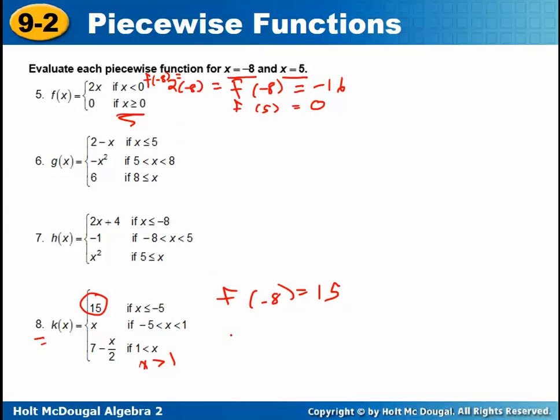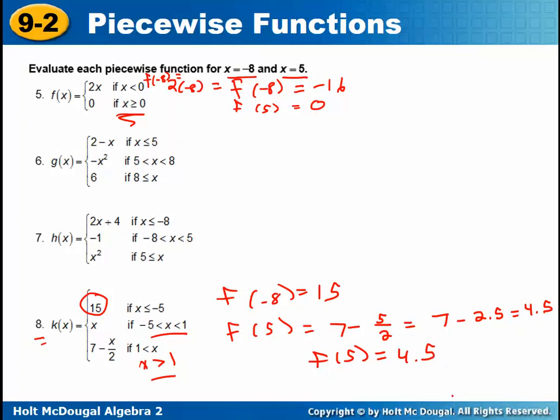Then for 5, we have to figure out, does it fit here? No. Does it fit here? Yes. So that's equal to 7 minus, now we put our 5 in for x, and now we simplify this. So that's the same as 7 minus, I'm going to change it to a decimal, 2.5. So that's the same as 4.5. So f of 5, let me just rewrite that, is 4.5, or you could even have it as a mixed number. And in proper fraction, I mean.